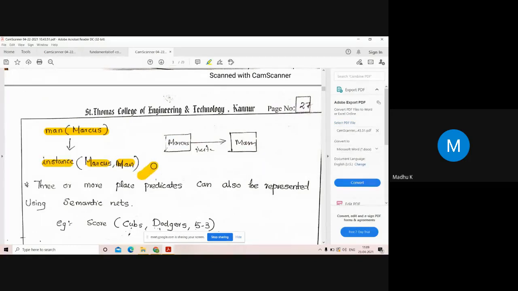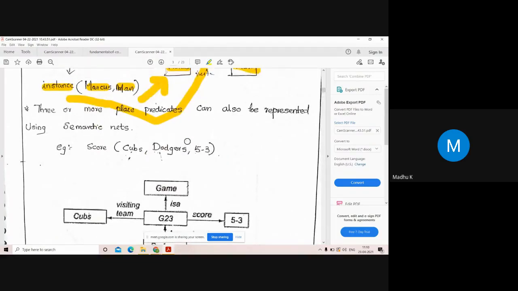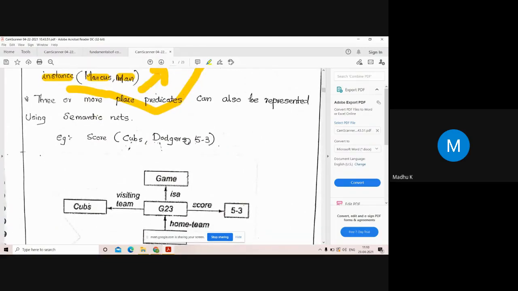Then I will draw the corresponding semantic network. So how do we handle a unary predicate? First, I convert it into a binary predicate and draw the corresponding semantic network. For example, Marcus, man, and this is the instance relation. This is the method. That is a very simple case. Now we are going to the case of more than two symbols.